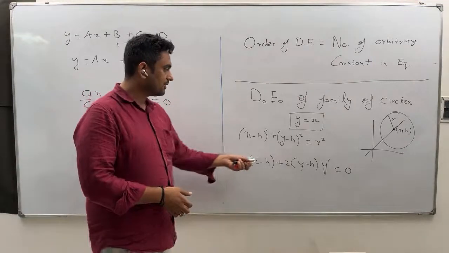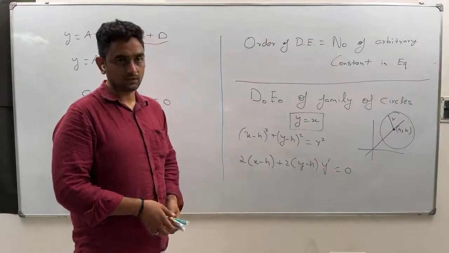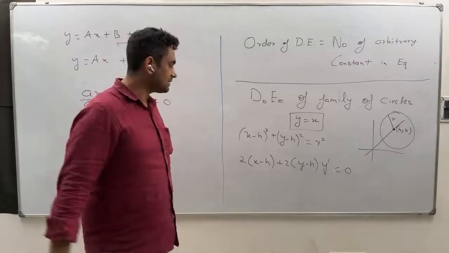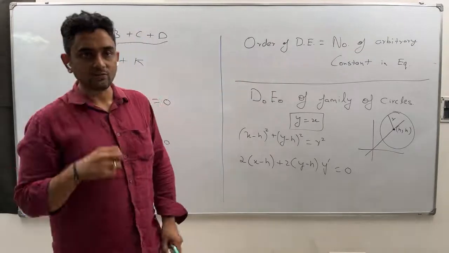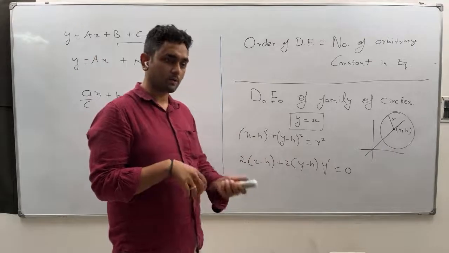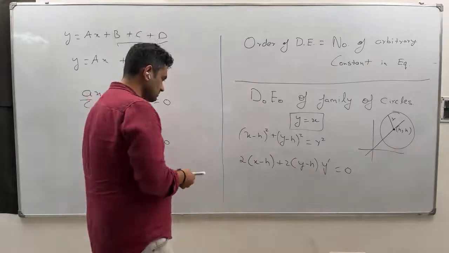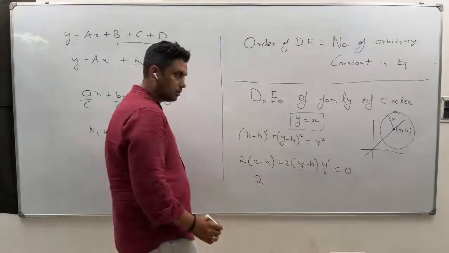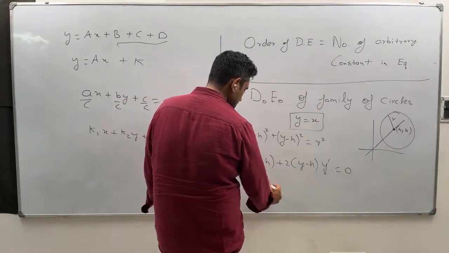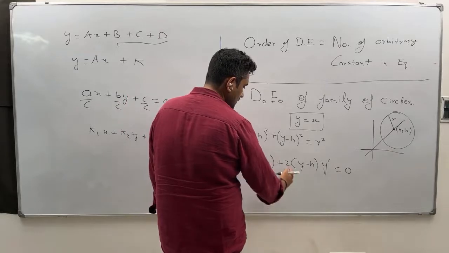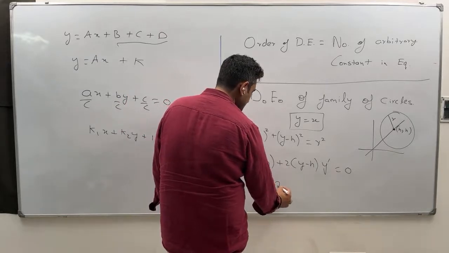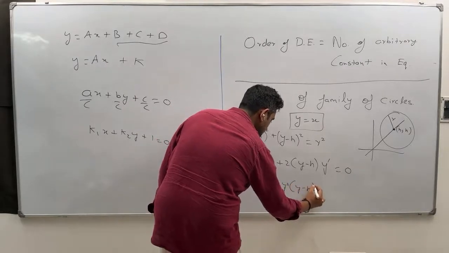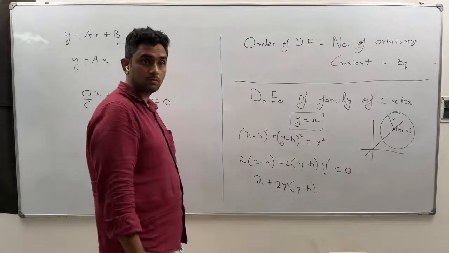Alright. So how will we do that? One way is that we can isolate h. Or let's say I do not want to isolate, I'll just directly differentiate this, find out the value of h and put it back. So let us differentiate this. What will be the derivative over here? 2. What will be the derivative over here? It will be 2 times y double dash into y minus h. We have to use the product rule.